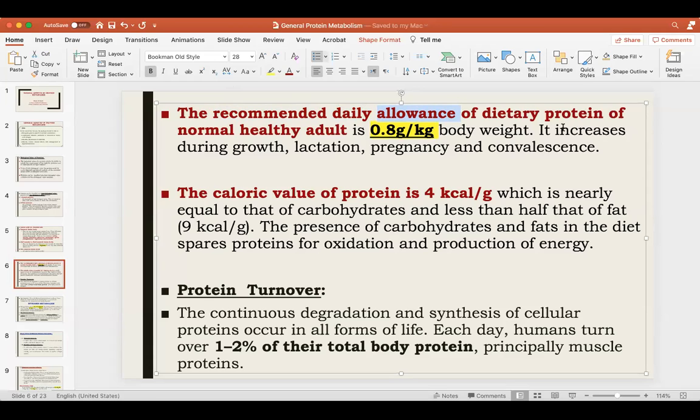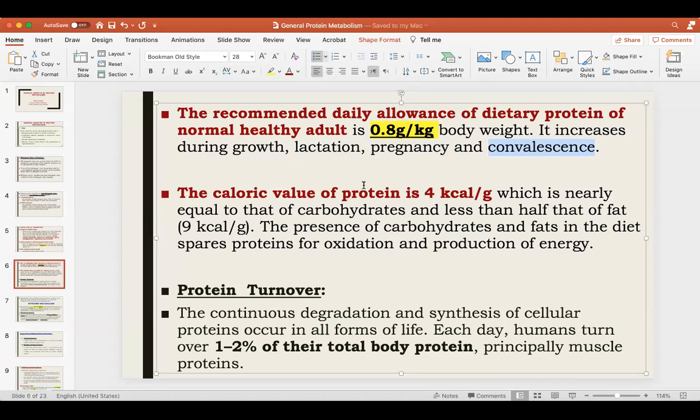Of course, what you need in your body increases in growing children, during lactation because there is synthesis of milk, during pregnancy because there is a fetus which is growing, and during recovery from any catabolic disease such as cancer, because there is building of body proteins.